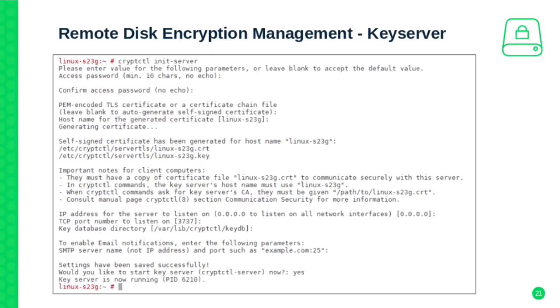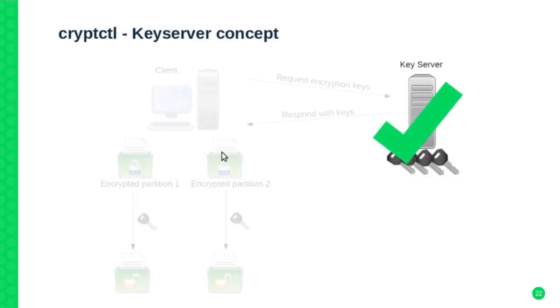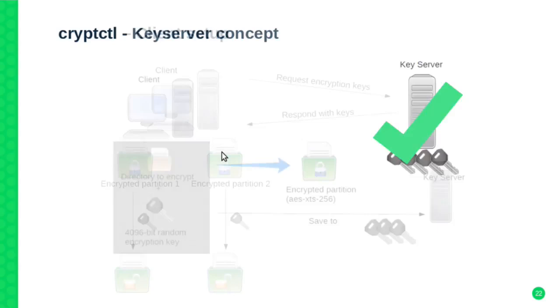So this is how it goes. This is a small VM, 1 GB, 1 CPU, acting now as a Keyserver. The Keyserver is running, listening on port 3737 for connections. So basically, the Keyserver is done. The interesting part is, of course, what the client will look like, because the Keyserver you do only once. On the client side, you do it more often.